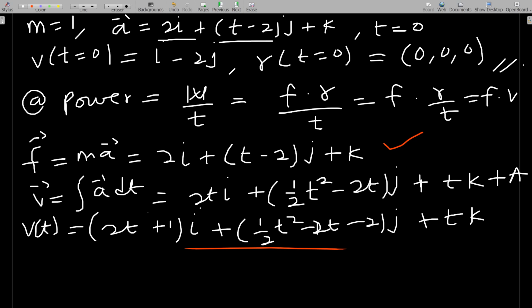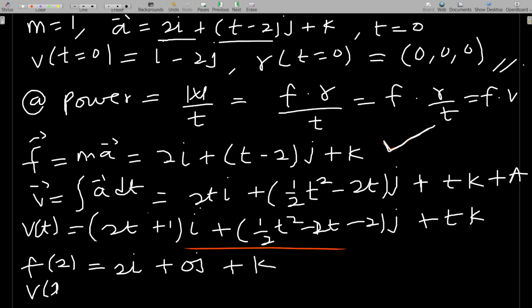At time t equals 2, F of 2 seconds will be equal to 2i plus, putting 2 here, 2 minus 2 j. I'm using the force equation, or force vector. So I have 0j plus k. Then I go to v at time t equals 2 seconds. I have v of 2 equal to, 2 times 2 is 4, plus 1, that will give me 5i. Then when I simplify the j component, I get minus 4j, then plus 2k.